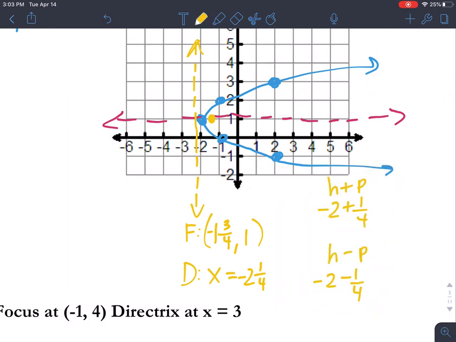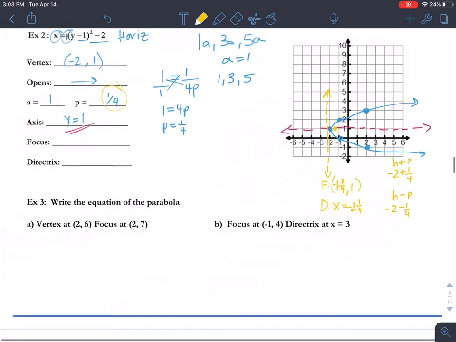But I kind of think it's visually easier to see what's going on just off the graph, but you're welcome to do either version. Okay, so instead of going all the way to -2, I only went to -1 3/4, so I added a fourth to -2, and I stayed at +1, and then my directrix was -2 1/4.